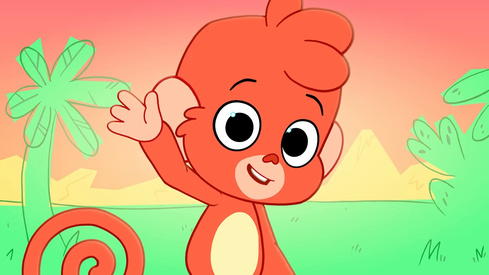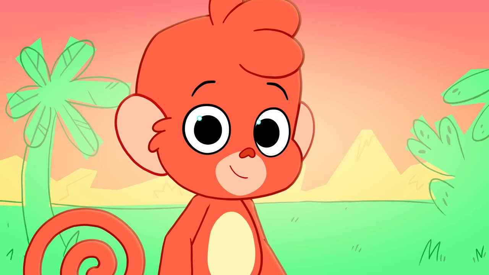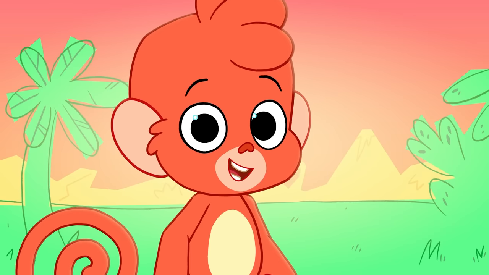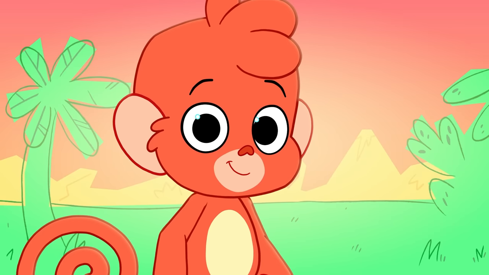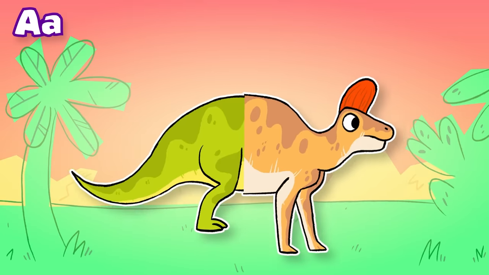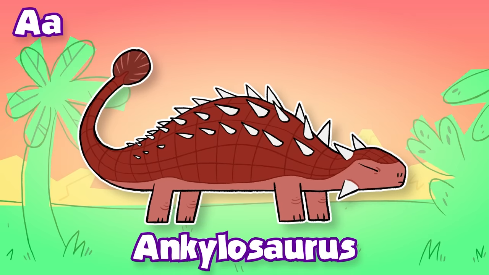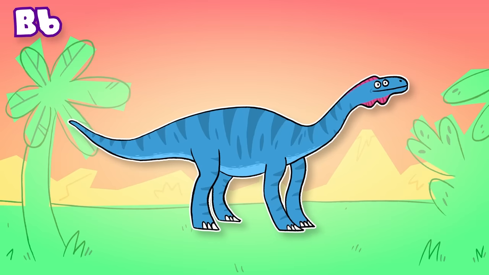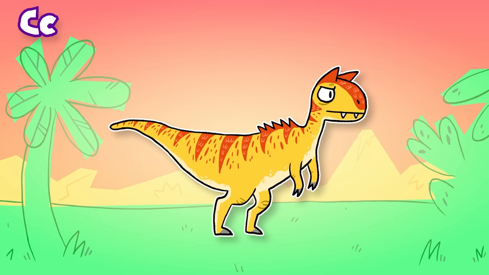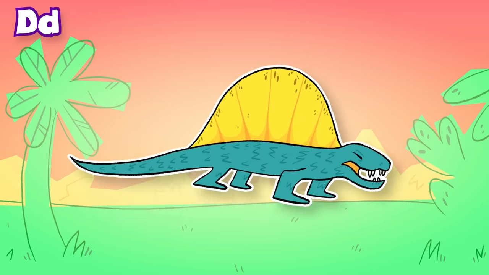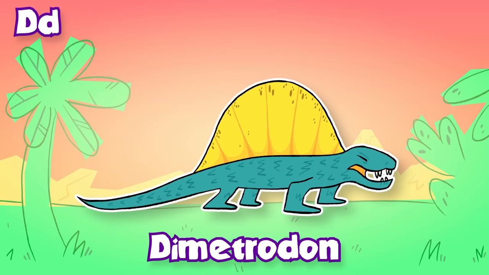Hi, Baboo. Hi. Do you want to know the names of awesome dinosaurs? Yes. And do you want to learn all the letters of the alphabet too? Mm-hmm. Great! Let's start! A. Ankylosaurus. B. Lycanosaurus. C. Carnotaurus. D. Dimetrodon. E.